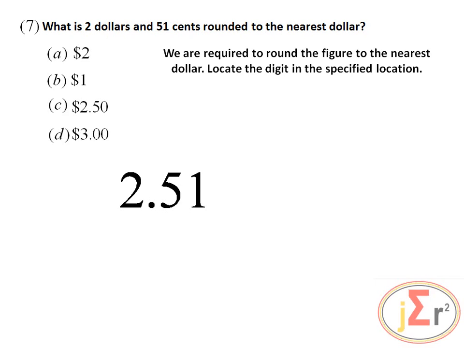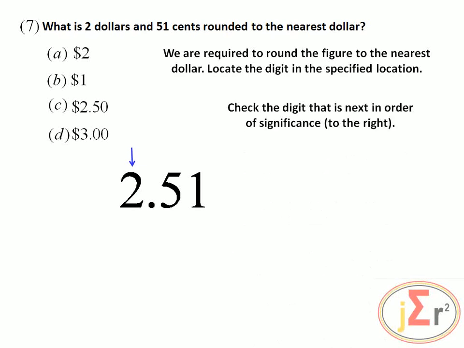So that is the digit that we are talking about. In rounding to the nearest dollar, or in rounding in general, we generally check the digit that is next in order of significance. And that is usually the one immediately to the right. That is the one that is pointed to by the red arrow. The digit is a 5.